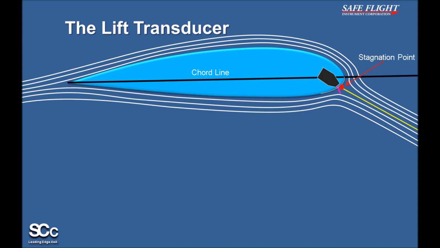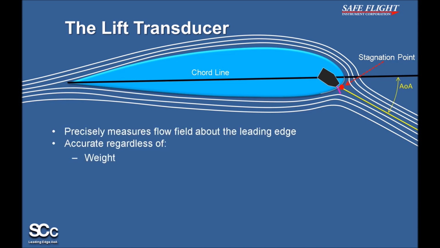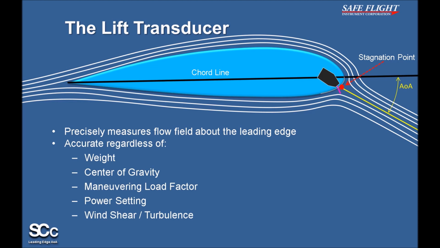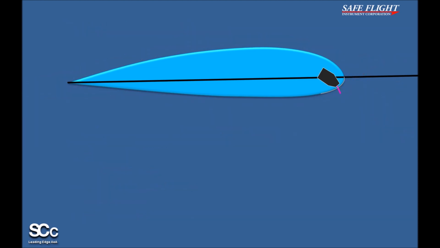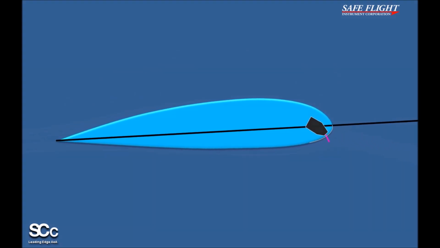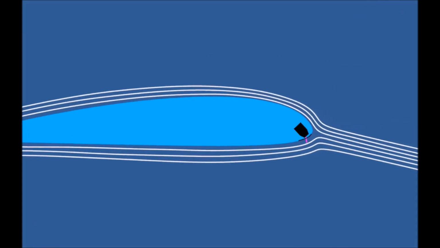By detecting pressure on the Lift Transducer's protruding tab, as the stagnation point changes with angle of attack, the Lift Transducer effectively analyzes the flow field, which determines the angle of attack of the wing. This precise measurement is accurate regardless of weight, center of gravity, maneuvering load factor, power setting, and wind shear and turbulence. This short animation demonstrates the changing wing flow field around the Lift Transducer as the angle of attack increases.